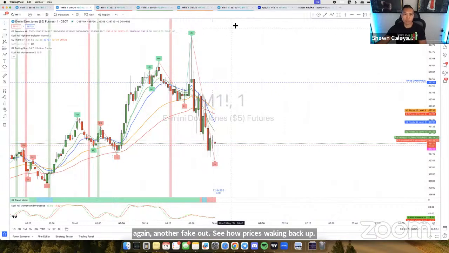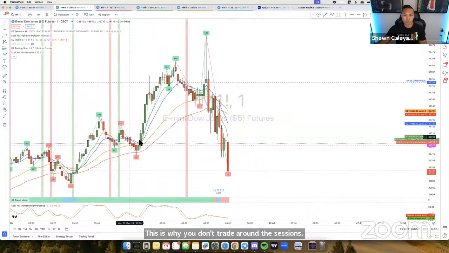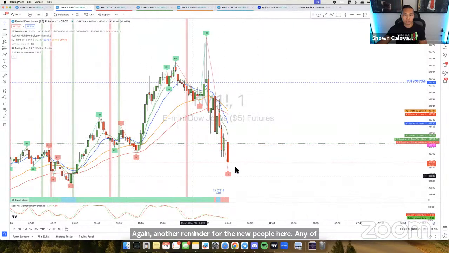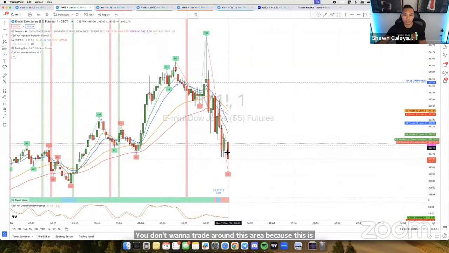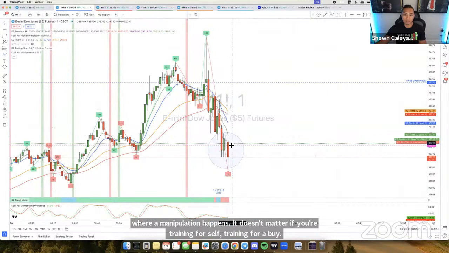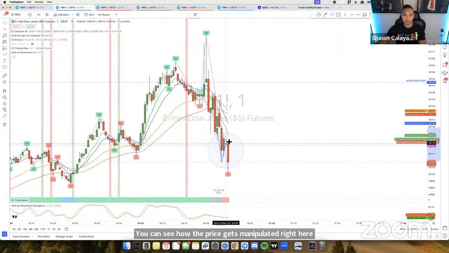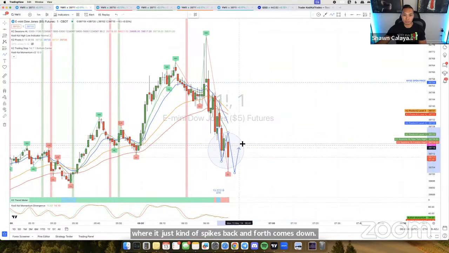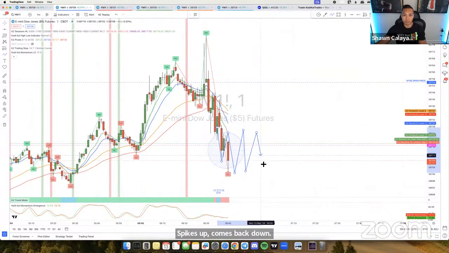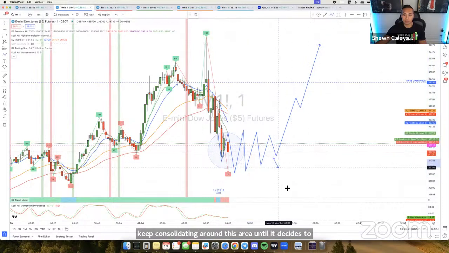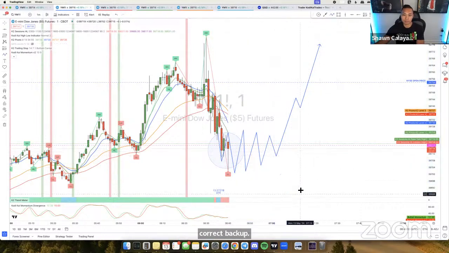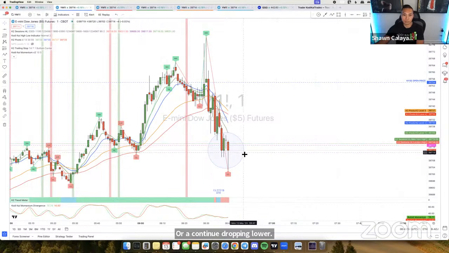This is why you don't trade around the sessions. Again, another reminder for the new people here. Any of these lines that go from left to right, you don't want to trade around this area because this is where manipulation happens. It doesn't matter if you're trading for a sell or a buy. You can see how price gets manipulated right here where it spikes back and forth, comes down, spikes up, comes back down, spikes back up. It's going to keep consolidating around this area until it decides to correct back up or continue dropping lower. So you just got to wait and be patient. The entries are going to come to you. It's just a matter of time.